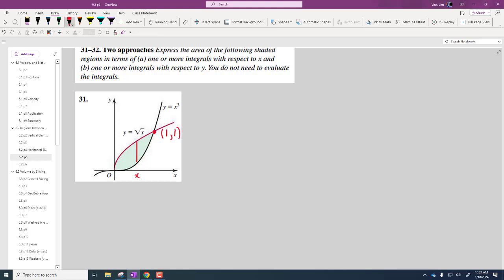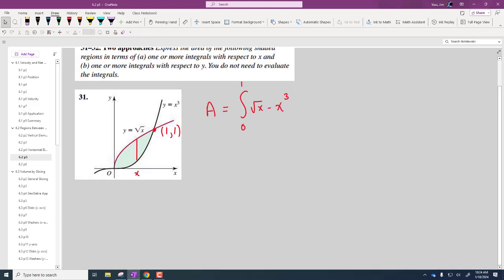So our integral, the red direction, let's do this with a dx. This is going to integrate from 0 to 1. The height is the upper function, which is square root x, minus the lower function, which is x cubed, and then a dx. So that is the area using a vertical integration element.